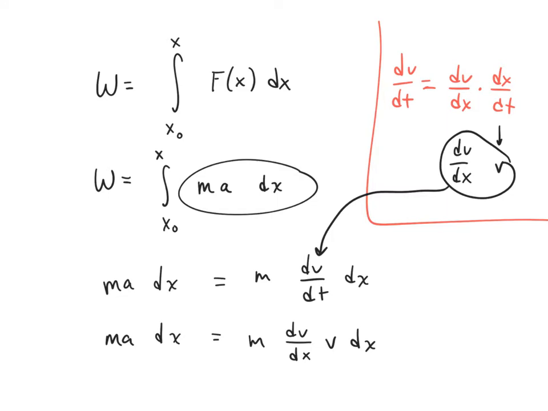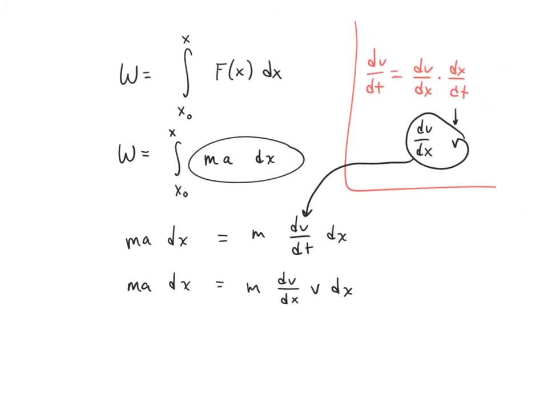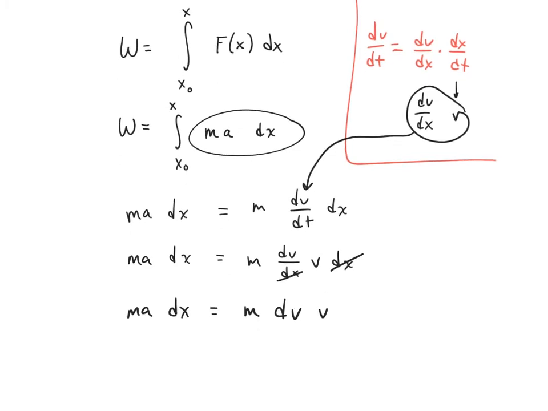And then we can notice what happens here on this side. The dx's both drop off in this case. So this formula becomes ma dx equals m dv times v. These dx's cancel right here and here. We're going to nicely rearrange it and move the v over to the front, as an integrand before we integrate. So I'm going to just rewrite it. I'm switching v and dv.